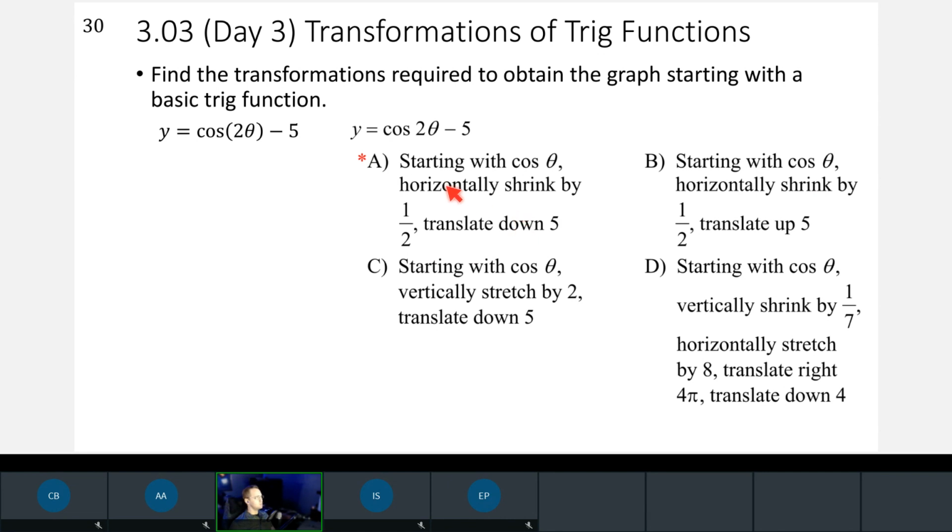So this one says horizontal shrink by half. This one says vertical stretch by 2. Well, only amplitudes can cause a vertical stretch or shrink. So just because there isn't an amplitude, we can cross out C. So without doing any math, the answer is A.